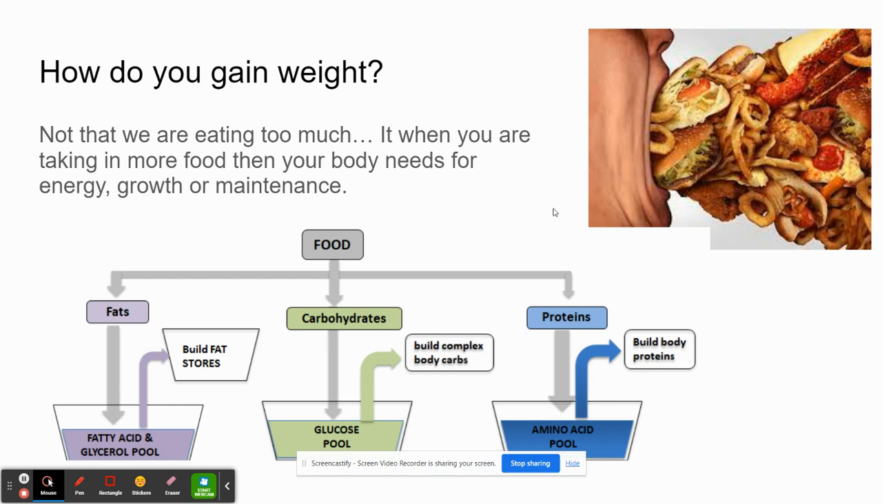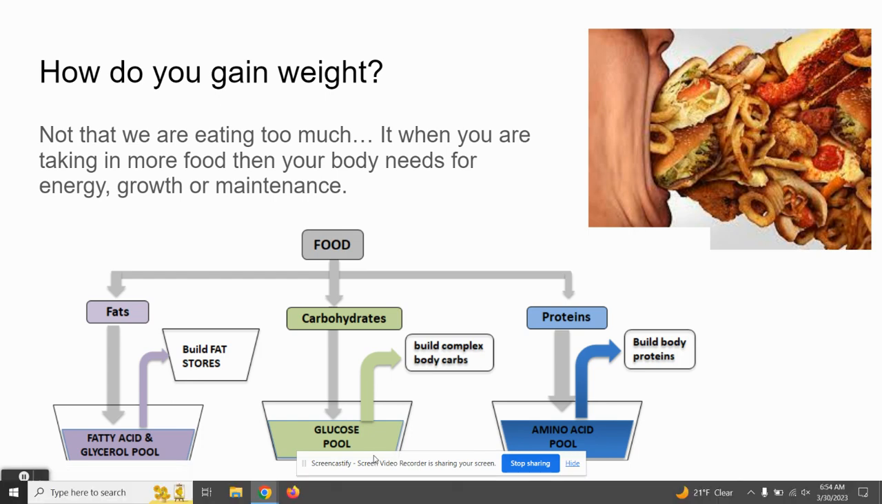Remember, we talked about how all the food that we're eating has different jobs. We're eating because we need them to do something. We're not just eating to eat. So when our food is consumed, our digestive system breaks it down and we absorb the things that we need. Some of that is going to be used for energy, like our glucose. Some of that is going to help us grow more cells or maintain our body, like proteins.